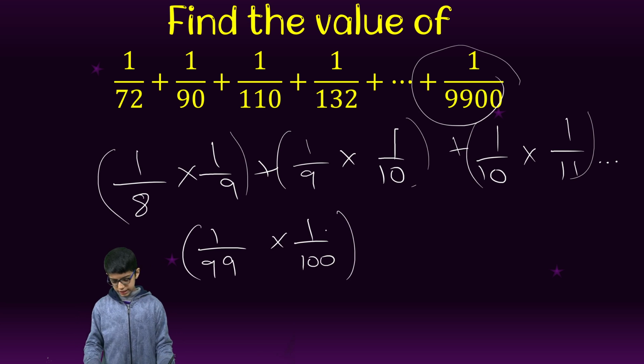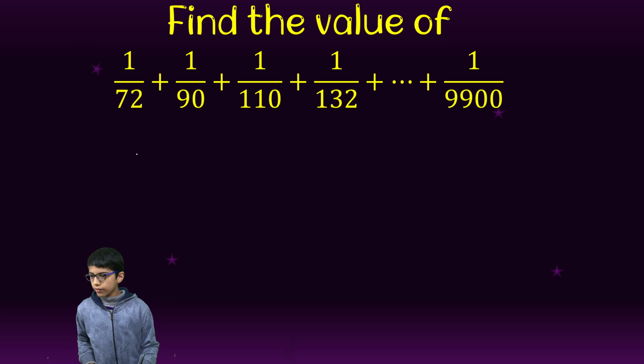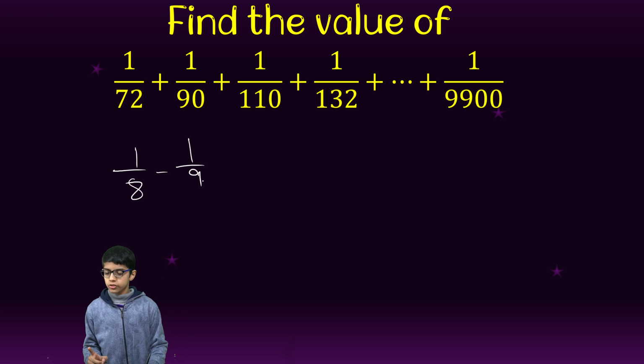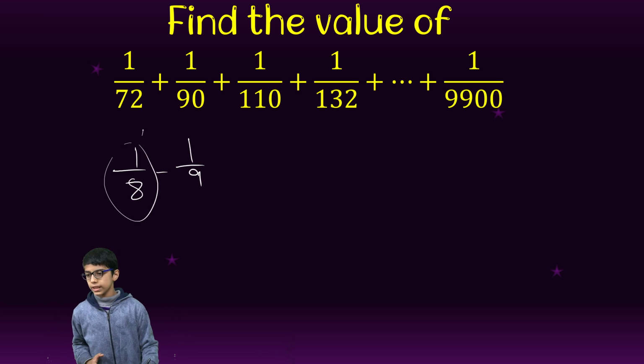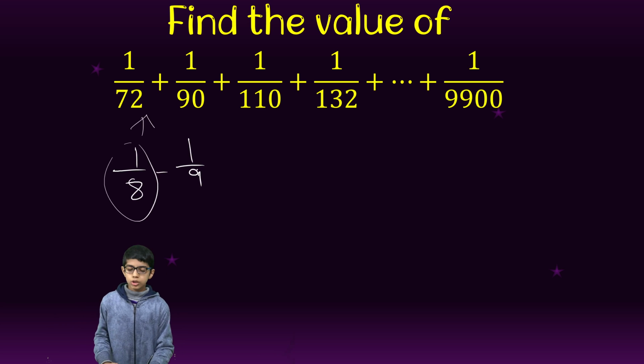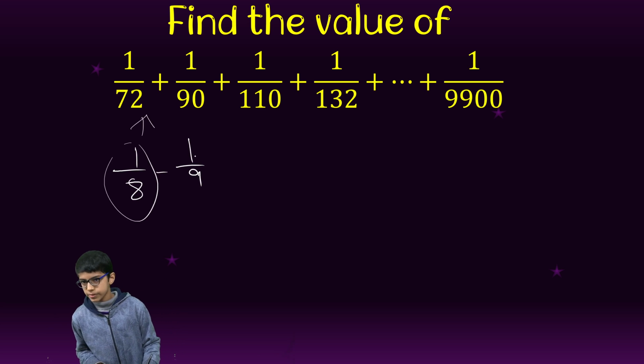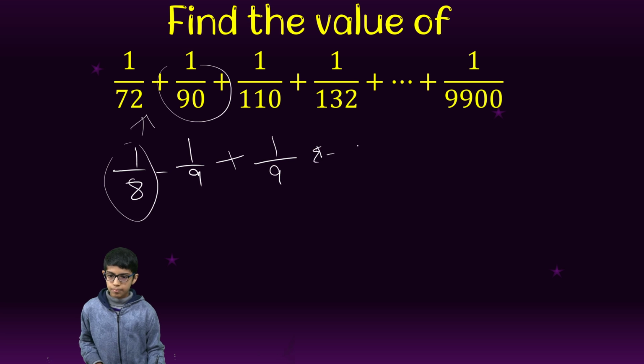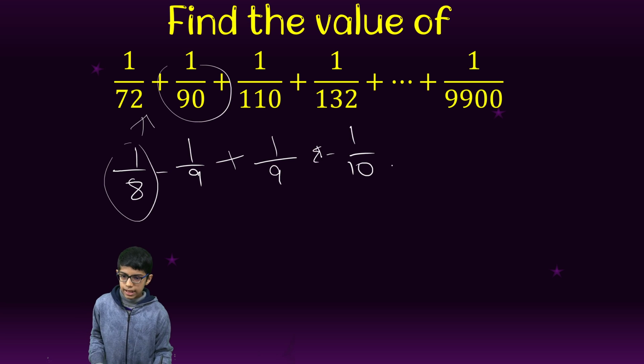Now what was our next step? Yes, it was 1 by 8 minus 1 by 9. Do not write it as 1 by 9 minus 1 by 8, because 1 by 8 is always greater than 1 by 9. So the answer would be negative if you do that. Then plus, here, what did it make? 1 by 9 minus 1 by 10, and like that till 1 by 99 minus 1 by 100.